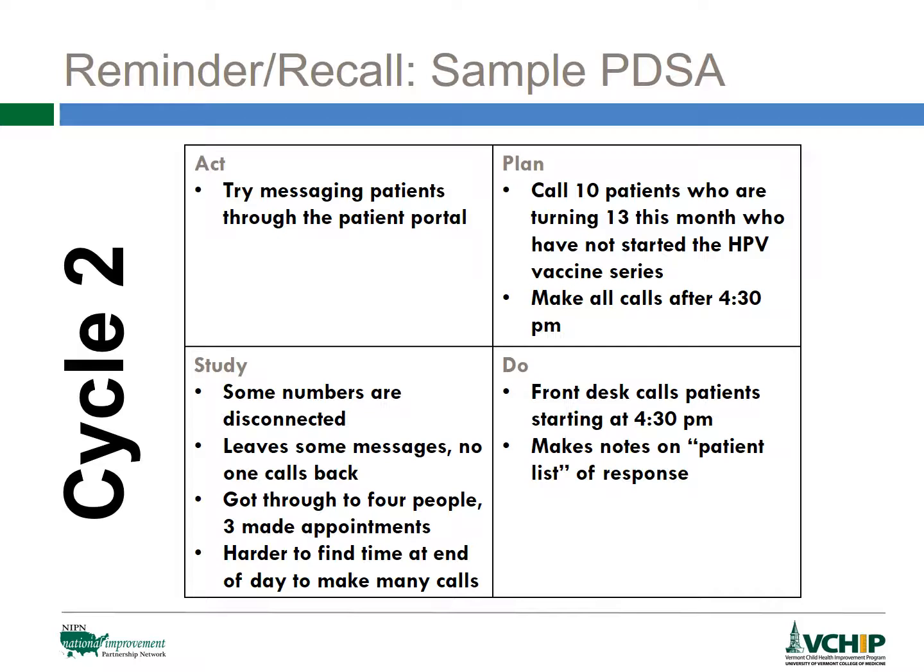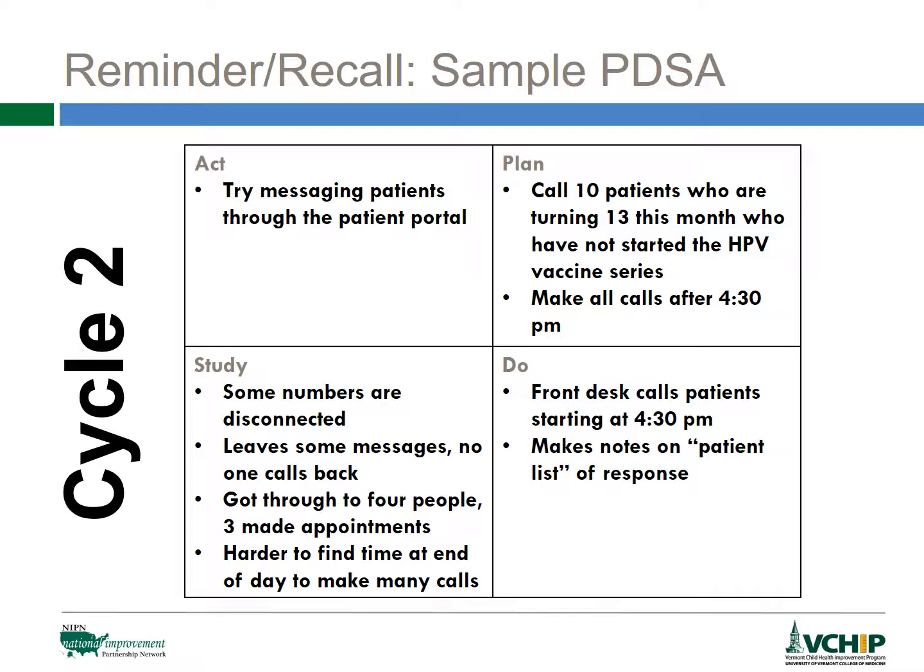In the study phase, we see some of the same issues that we saw when they called throughout the day. There are some disconnected numbers. They had to leave some messages. People may or may not have called back. But this time, he got through to 4 people, and 3 of those people made appointments to come in for HPV vaccine. However, the other thing he found, it was a lot harder to find time at the end of the day to make that many calls.